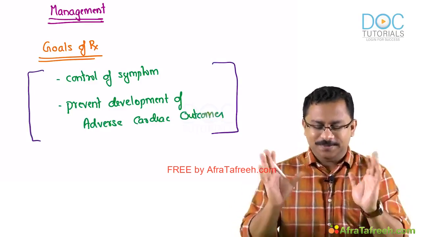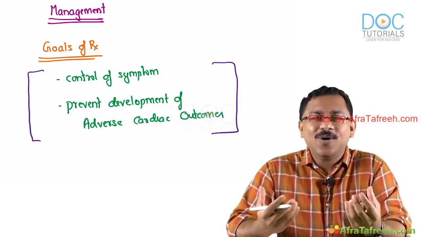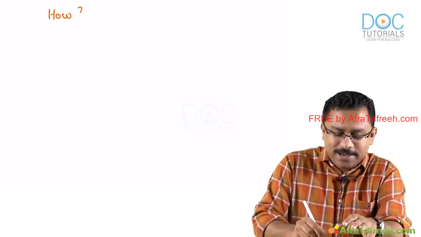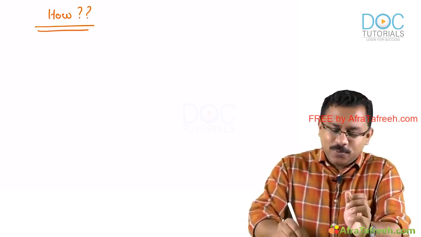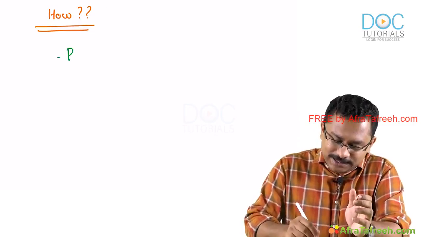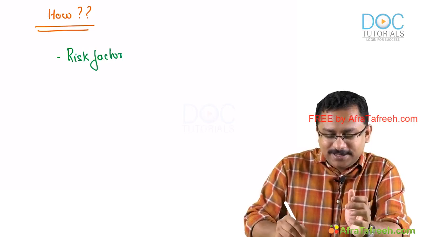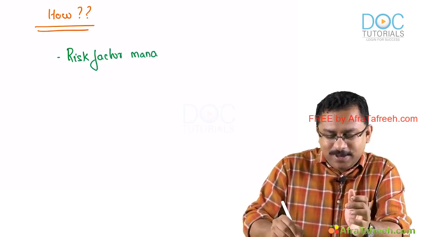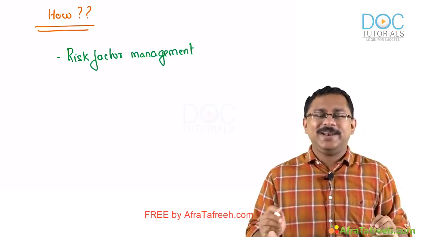Very clear? Okay. So having understood the goal, now next question is how are we trying to attain these goals? So to attain these goals, the most important aspects are, one is risk factor management. There are risk factors for chronic stable angina, so you have to manage the risk factors as well.